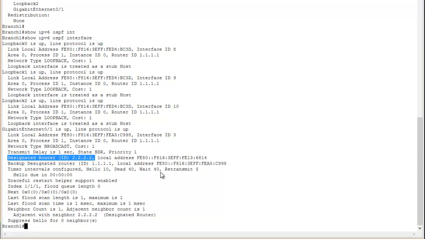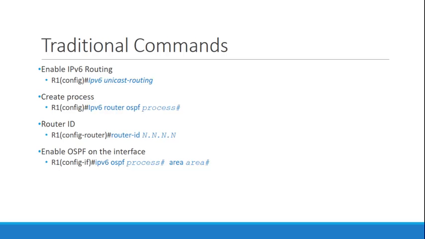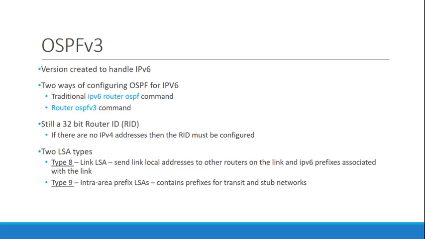So anyway, just some information to get. The big thing is to remember, how do we configure it? And here are the traditional commands, and then just some specific things, like we have two ways of configuring it. Don't forget that the router ID is still 32 bits, and we have a couple new, quote-unquote, new LSA types. And I think that's it.